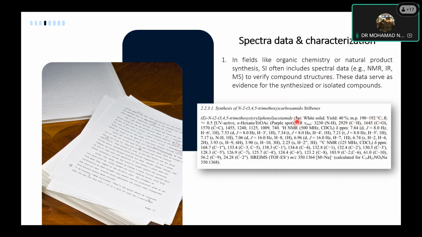If the compound is a known compound, you have to put the literature value after your melting point. And Rf is normally a ratio value for the TLC of the compound. So you see here is ethyl acetate and hexane, the solvent used for the column chromatography and for the TLC, and the color of the spot under UV, normally purple spots. Okay, so this is the complete assignment of the compound data. So we start with IR first.